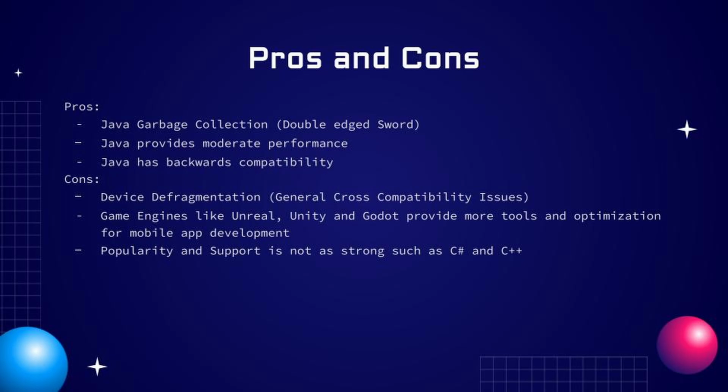Some cons are that mobile game engines have support for mobile app development and tools to speed up development. Also, recently Godot has caught up performance-wise with Java. Mobile game development is more popular with C languages and with Unity and Godot. Also, general cross compatibility issues between platforms and different mobile sizes can be seen as issues in development for mobile app games.